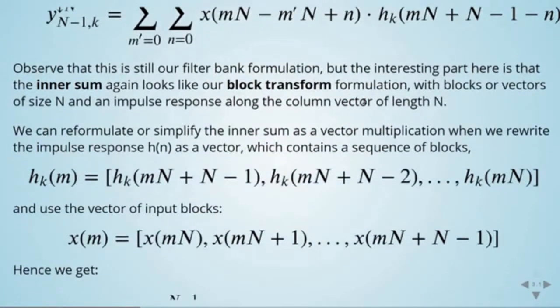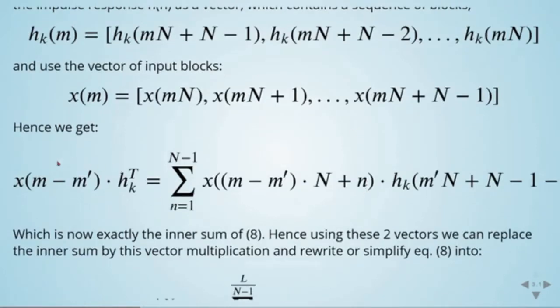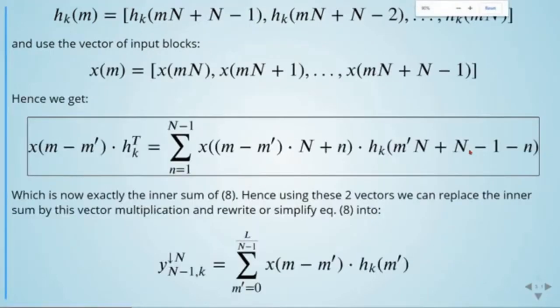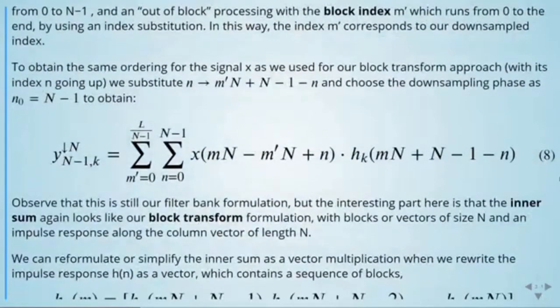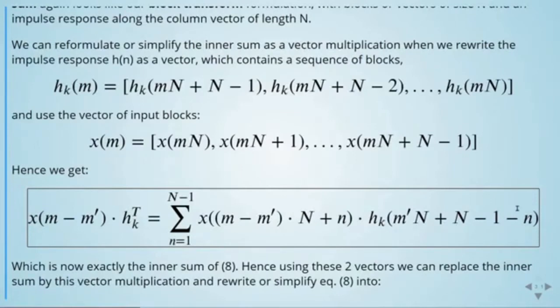We can reformulate or simplify the inner sum as a vector multiplication when we rewrite the impulse response h of n as a vector which contains a sequence of blocks. So this is now the impulse response h of n as a vector. And we will use the vector of input blocks given here. Hence, we will get this equation now here, which is exactly the inner sum of equation 8. So here was equation 8, and now we have this here.